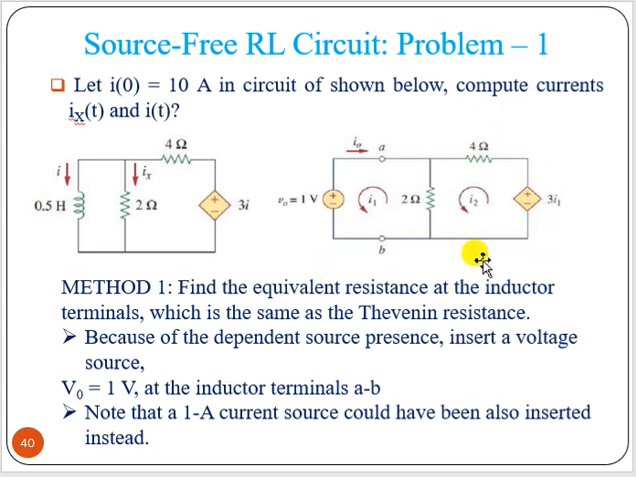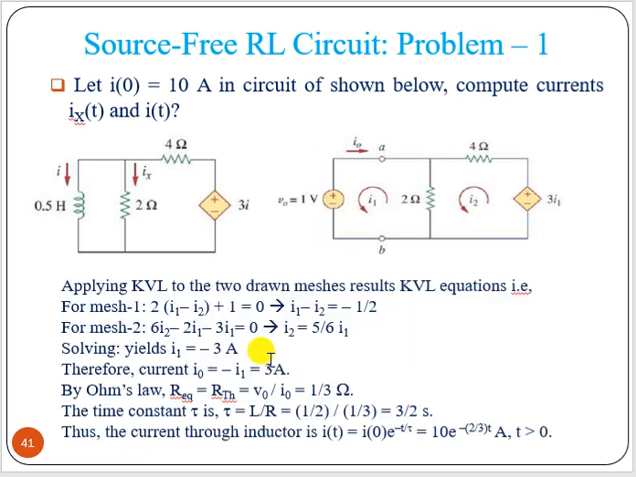Because we have a dependent source and no independent source, we have to insert an independent source of value 1 volt, find the current I0, then V0 by I0 is the RTH value. So this is the application of Thevenin theorem that you have studied in one of the lectures. Or we can include a 1 ampere current source here and find the voltage drop across that. Both are possible. Now you can apply KVL.